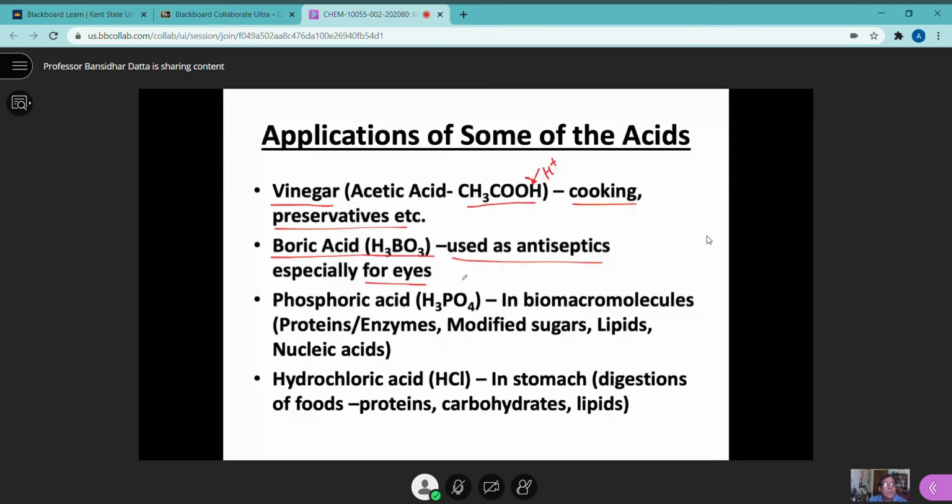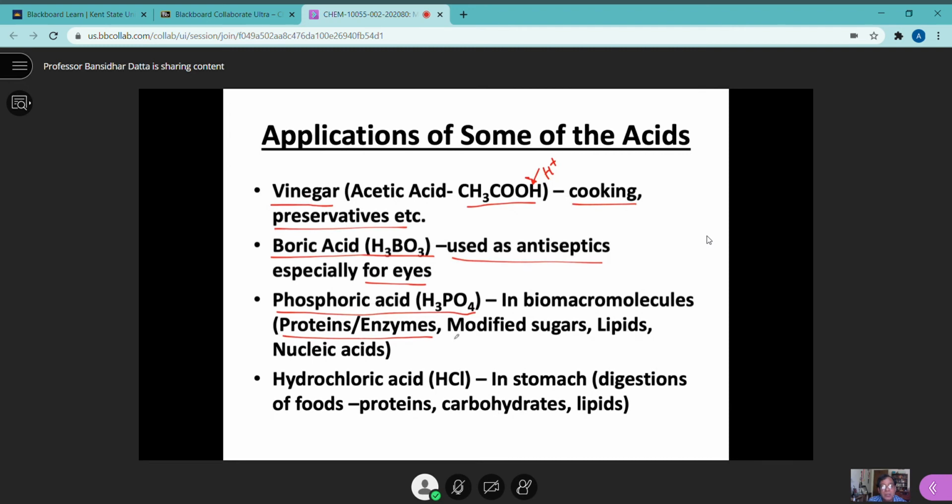All right. Next one is phosphoric acid, H3PO4. We have plenty of phosphoric acid inside our cells. As you will see later down the road, phosphoric acid dissociates into phosphate ions, and phosphate ions easily maintain our pH inside the cells. Phosphoric acid also has other uses in biomacromolecules like proteins and enzymes. When a phosphate group is added to proteins or enzymes, it changes their function because of the phosphorylation.